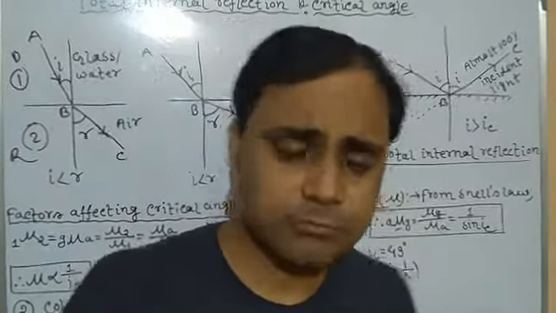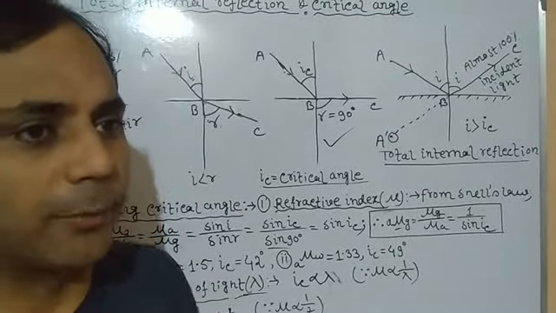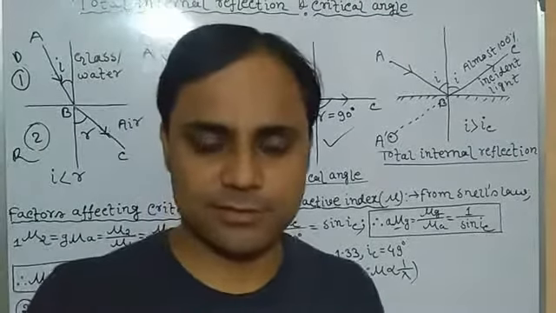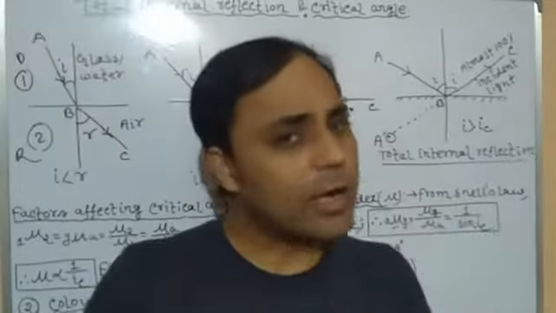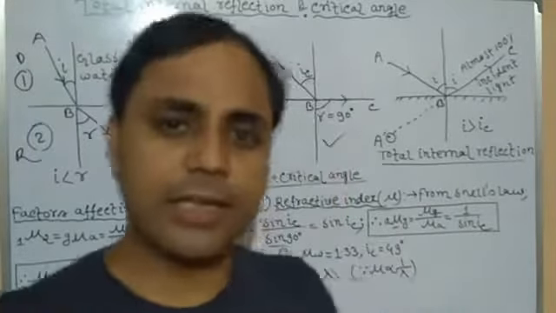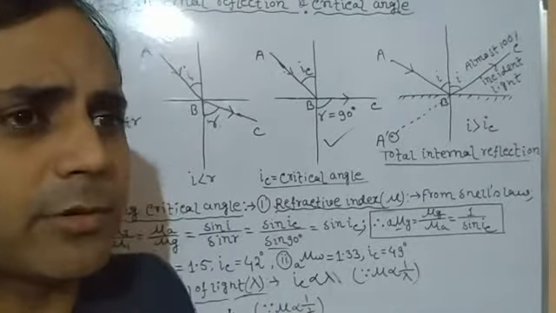Number 4. In case of total internal reflection, the image which is formed is extremely bright and shiny, whereas in case of normal reflection, the image is not as bright as in total internal reflection. Number 5. Let's discuss its reason.